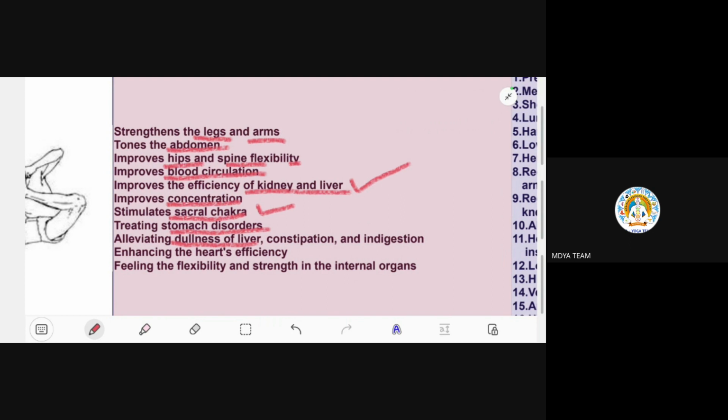When you hurry, when you're running, when your anxiety level is lifted, then the liver sends you the energy throughout your body. So at that time, it alleviates the dullness of liver, constipation, and indigestion. This is also required during war. Enhancing the heart efficiency, of course, because where the liver and kidney efficiency is improved, the heart is directly or indirectly related with its efficiency, or enhancing its efficiency.